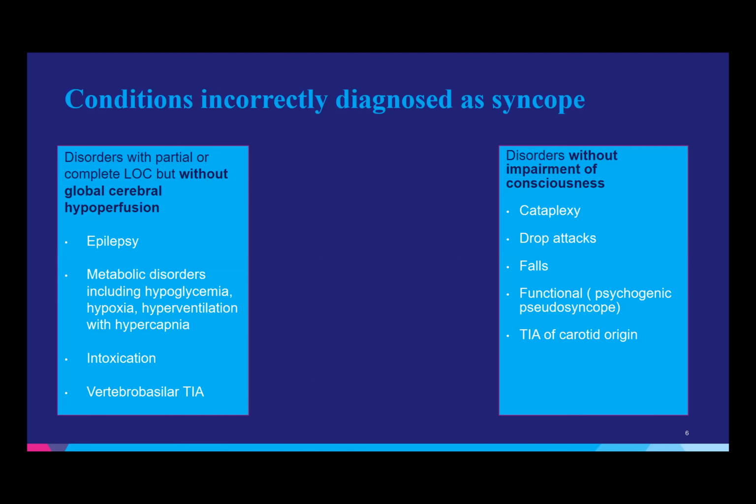Okay, excellent. You guys are geniuses. So there are multiple conditions that are misdiagnosed as syncope, and you will receive patients from the emergency room with a working diagnosis of syncope, and your job is really to get to the bottom of it, right? So there are disorders with partial or complete loss of consciousness, but they are not due to global cerebral hypoperfusion. And then there are disorders with impairment of consciousness, but that's not a true loss of consciousness. So you really need to dig to get to the bottom of it.